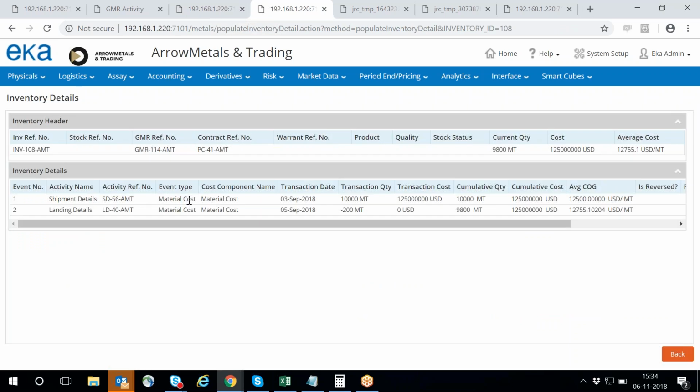So initially when the GMR was created and title transfer was done, the quantity was 10,000 metric ton and contract price was 12,500. So cumulative cost is this much and average COG is 12,500. And then we had a transit loss of 200 metric ton during landing activity. Okay. So in this case, if you see the cumulative cost is the same, average COG has gone up. I see. Okay. Yeah. So is this the scenario that you were looking for?